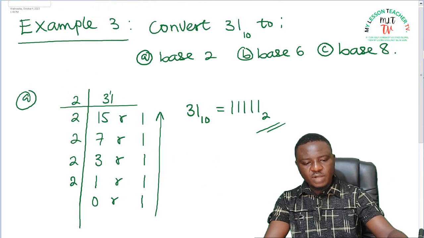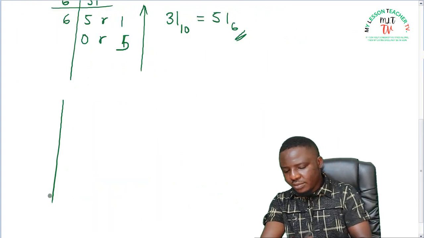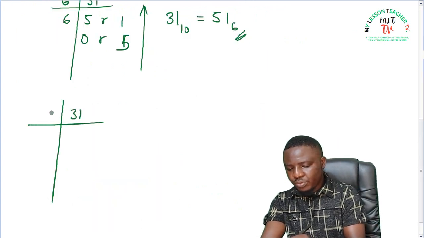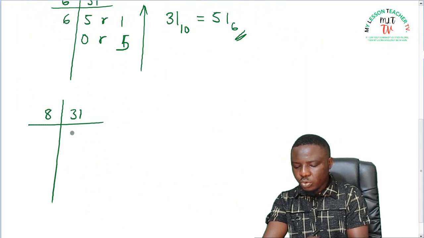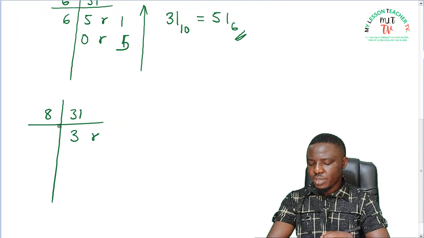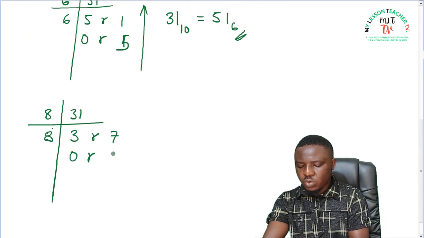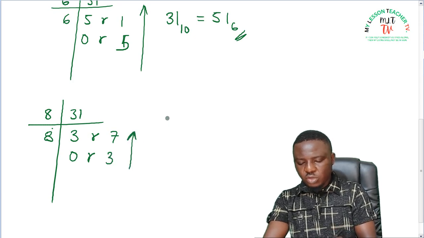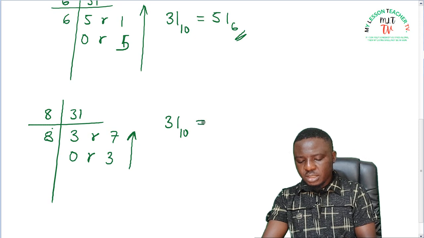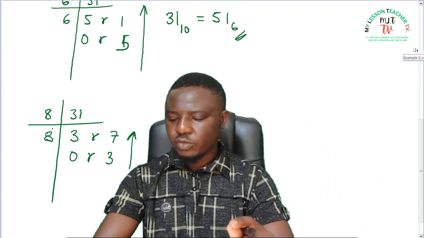C, we are to convert 31 in base 10 to base 8. So we are going to divide 31 repeatedly by 8. 8 into 31, this will go 3 times, remainder 7. 8 into 3 is 0, remainder 3. So this gives us 31 in base 10 is equal to 37 in base 8. That brings us to the end of today's class.